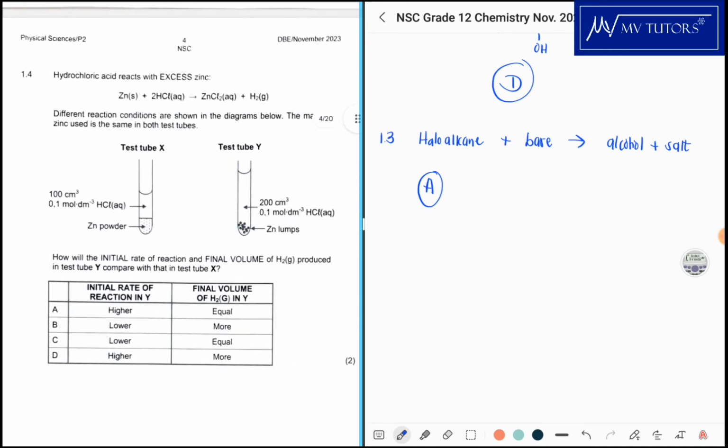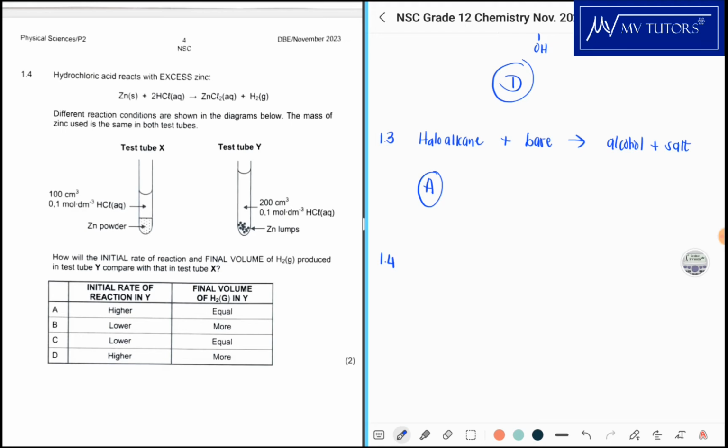Okay, and then when it comes to 1.4, it says we have hydrochloric acid that reacts with excess zinc. Whenever they put something in bold, that's really something you should be aware of. If they say we have excess zinc, it means that the zinc is not used up when the reaction is finished. So in this case, the hydrochloric acid becomes the limiting reactant. Zinc will not be done, but hydrochloric acid will finish first.